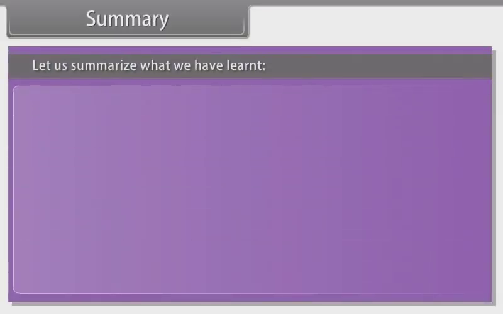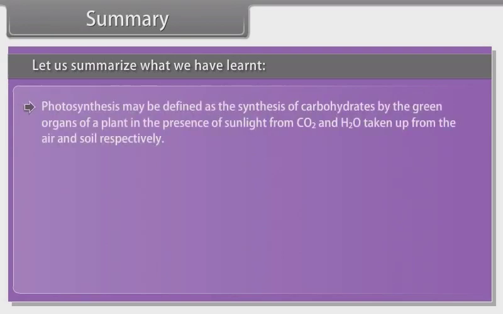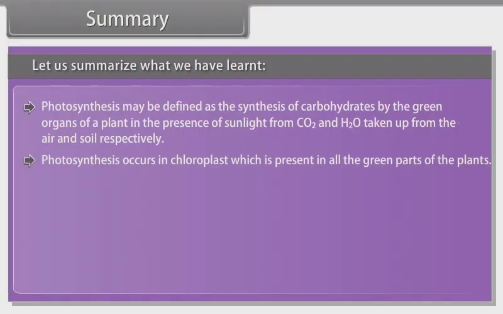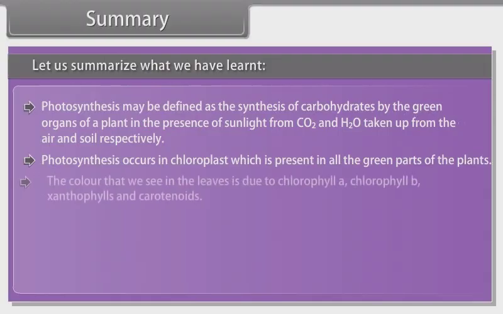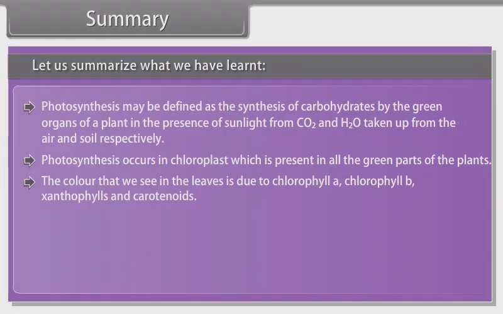Summary. Let us summarize what we have learned. Photosynthesis may be defined as the synthesis of carbohydrates by the green organs of a plant in the presence of sunlight from carbon dioxide and water taken up from the air and soil respectively. Photosynthesis occurs in the chloroplast, which is present in all the green parts of the plants. The color that we see in the leaves is due to chlorophyll A, chlorophyll B, xanthophylls and carotenoids.